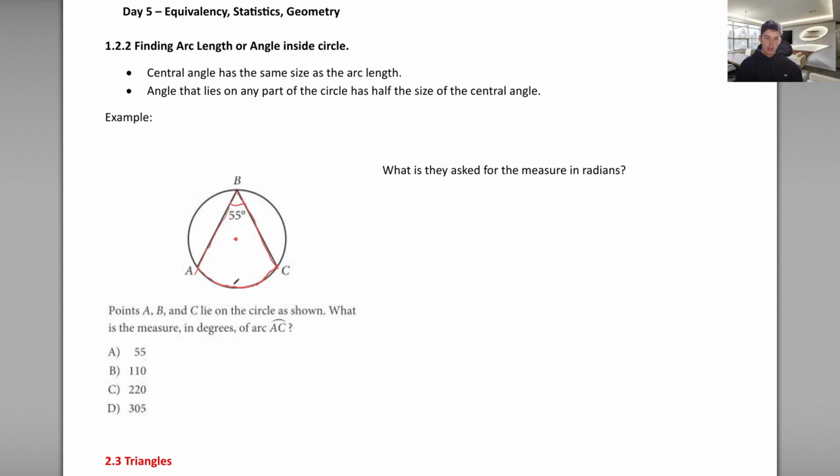So 55. So this is going to be 110, for example. And if they were asking for the center angle, from here to here, it's also 110. And that's pretty much just what I explained up here. So arc AC has 110 degrees. That's pretty easy, to be honest.